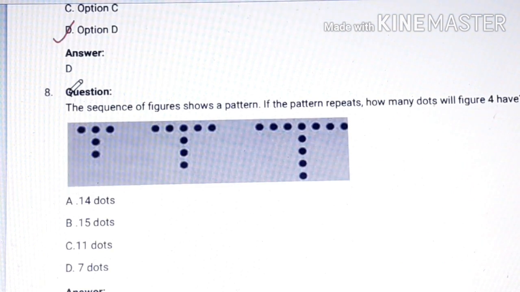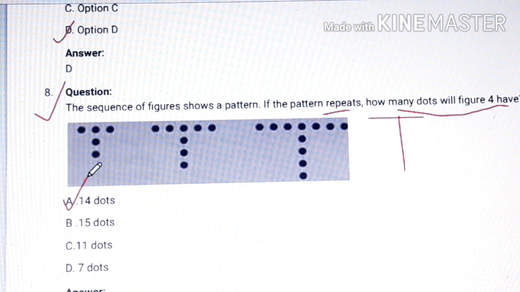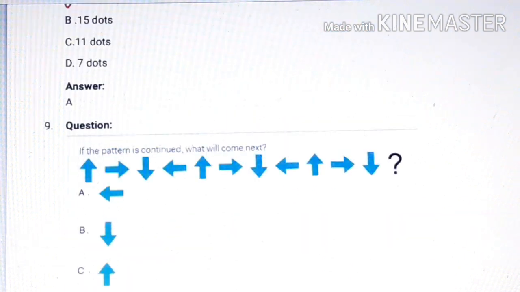Number 8. The sequence of figures shows a pattern. If the pattern repeats, how many dots will figure 4 have? If you draw figure 4, children, how many dots will it have? You have to observe, and the answer is 14 dots. Okay, the correct option is 14 dots.